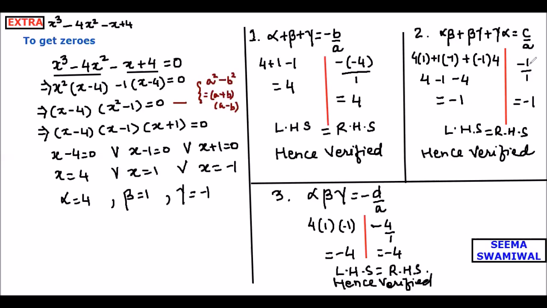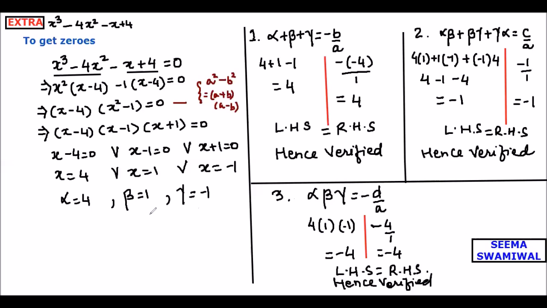And let's see what we are getting on the right hand side. The right hand side is c upon a. The coefficient of x cube is a, of x square is b, and the coefficient of x is c. So what is the value of c? That is minus 1. So let's put minus 1 upon a, the coefficient of x cube, that is 1, and therefore you will get minus 1. Again, from both sides you are getting the same answer. Therefore, it is verified. Let's verify the third relation, taking all three roots together.